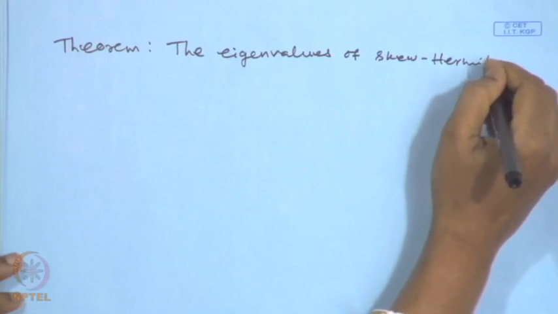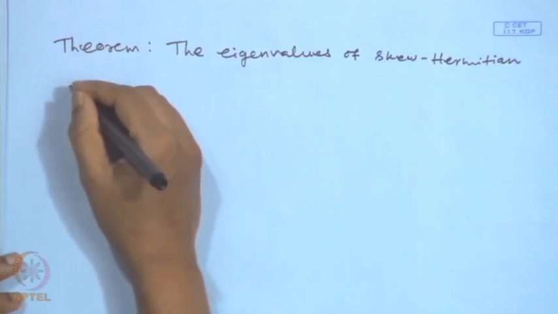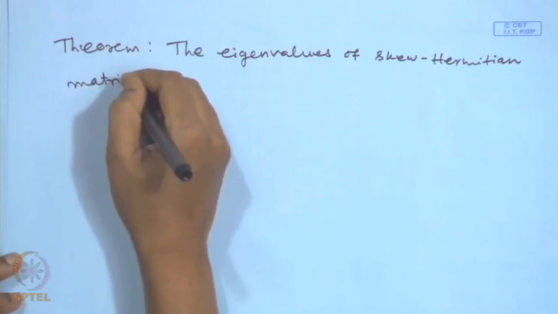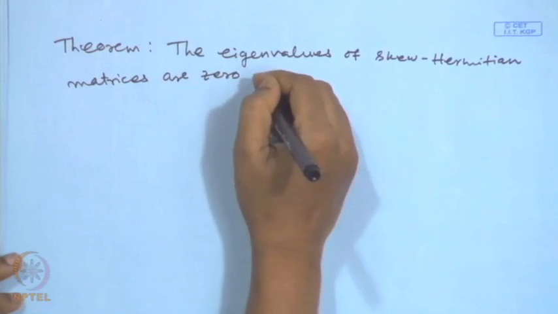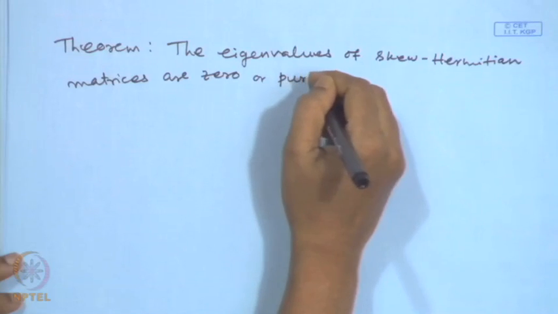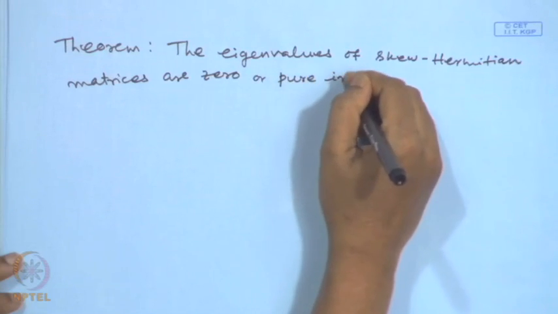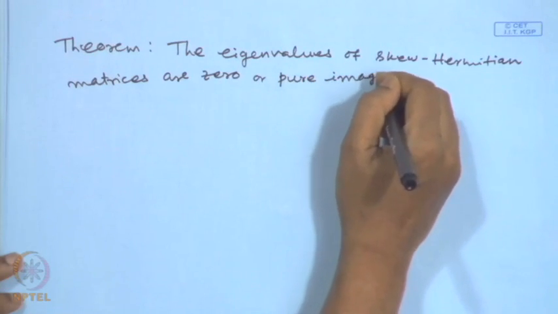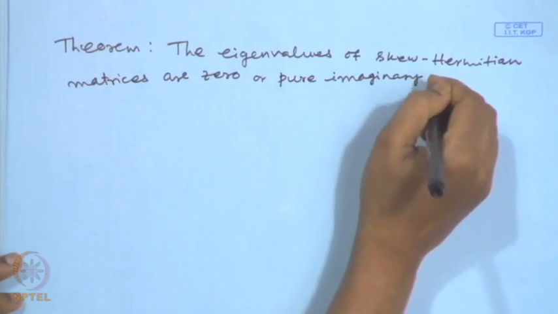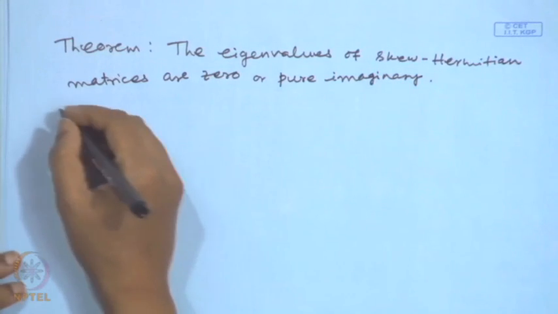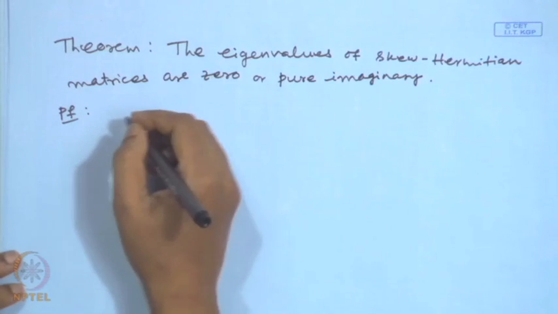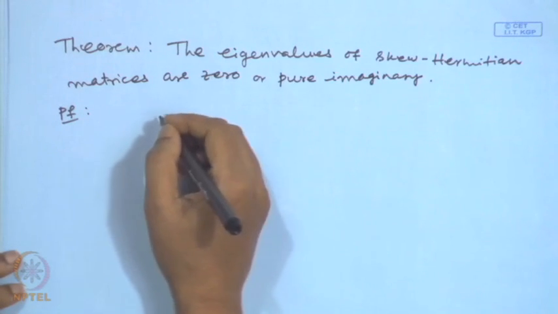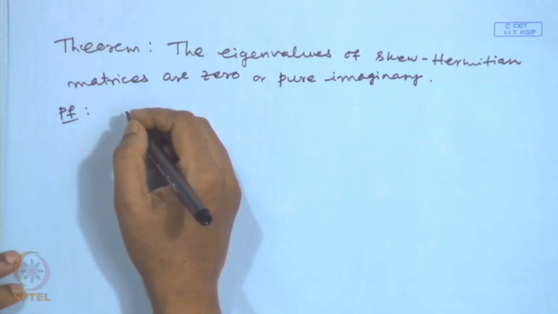Skew Hermitian matrices have eigenvalues 0 or purely imaginary numbers. So, this can be checked in the following way. This is analogous to the proof of the previous theorem.